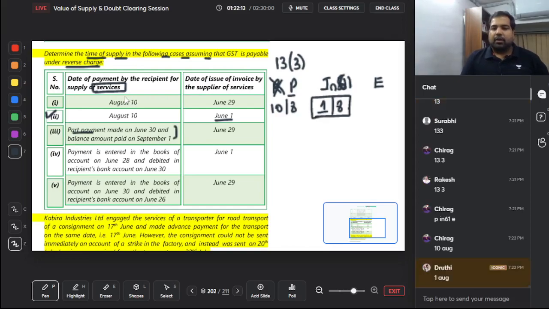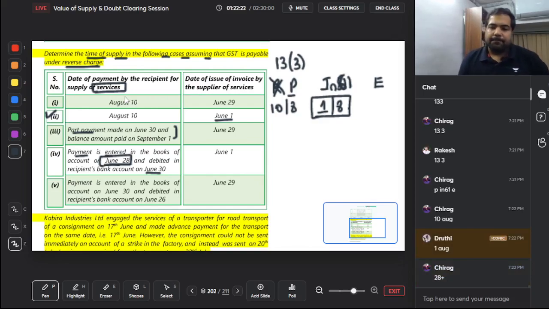Same way here also, part payment, will we have two calculations? Yes. Payment is entered in books of accounts on June 20th and bank account on June 30. Which one will we take? June 20th. Alright.